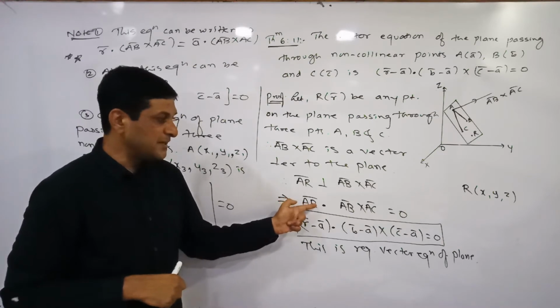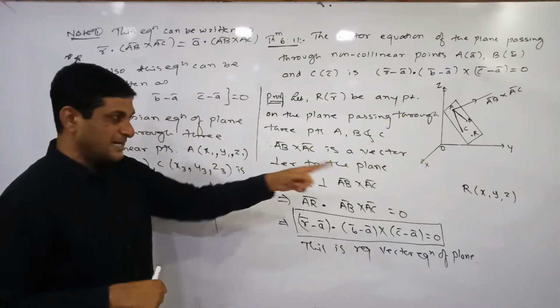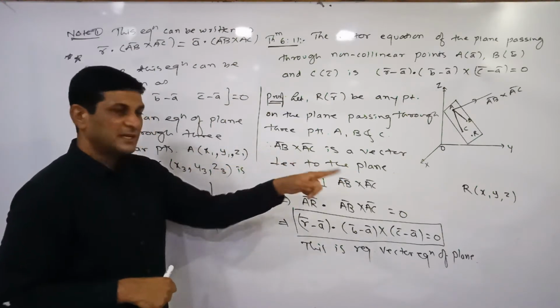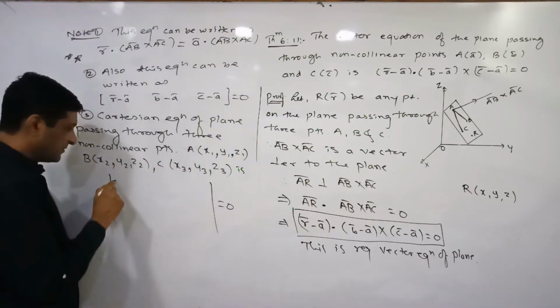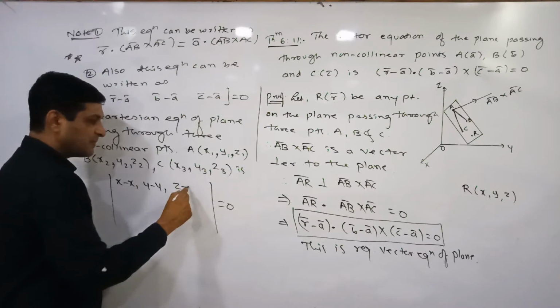ए आर बार कैन बी रिटन एज आर बार माइनस ए बार. दिस इज आर and this is what? A. So r bar minus a bar means what we'll get? X minus x1, y minus y1 and z minus z1. So here we'll get x minus x1, y minus y1, z minus z1.